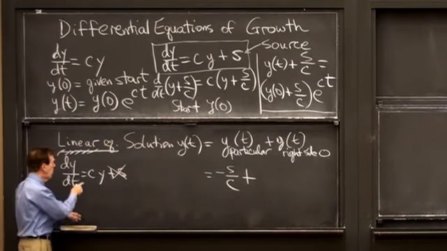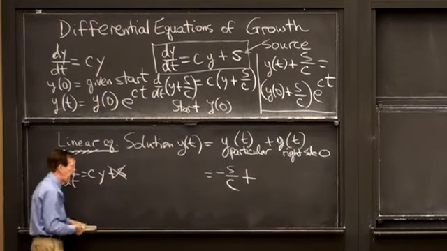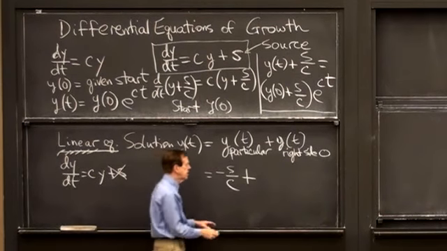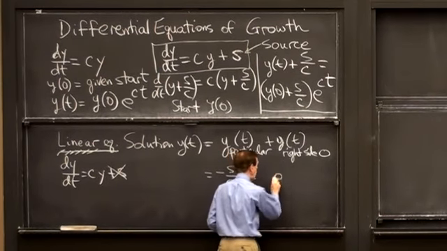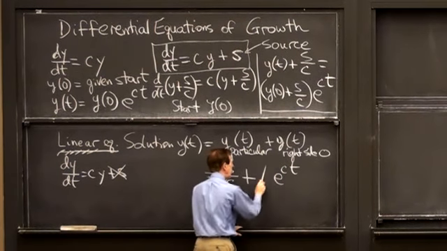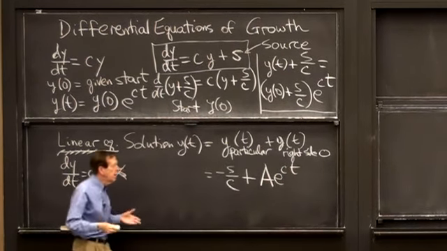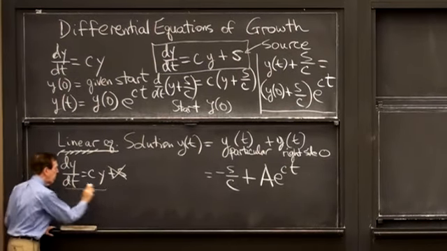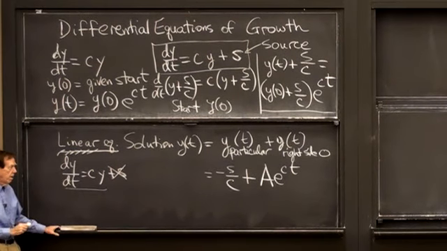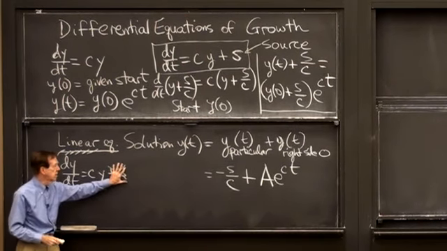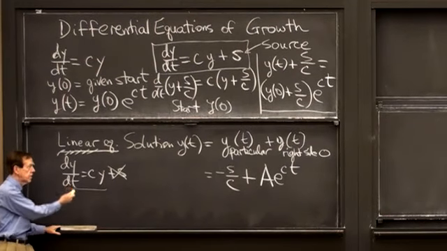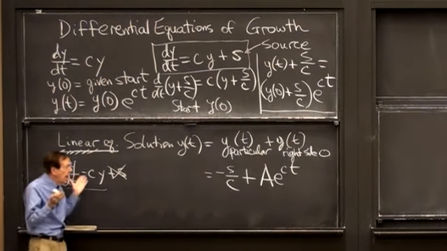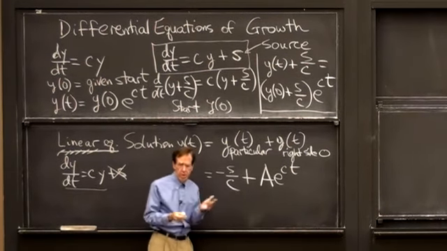So what's the solution to that? The solution to dy/dt equals cy is e to the ct, and any a times e to the ct will solve my simple equation. Once I've knocked out this s, then if y solves it, a times y solves it. I could multiply the equation by a. So a is arbitrary, any number.